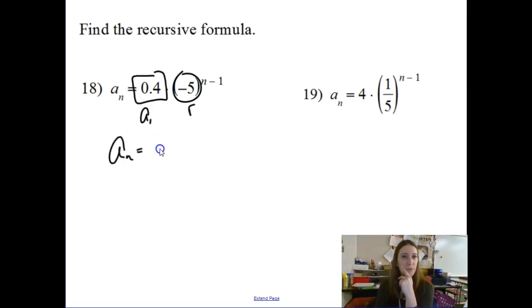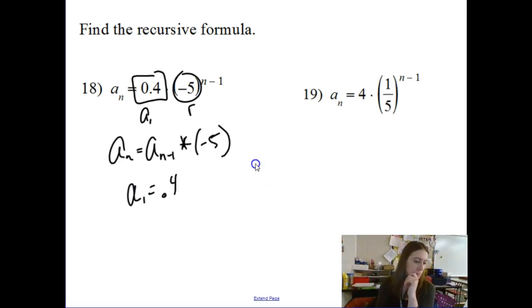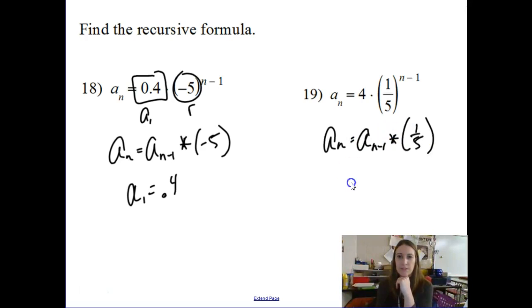So the recursive formula will be the previous term times our common ratio. You can put parentheses around that if you want. But your first term is 0.4. Okay, good to go. Here we go. Previous term times the common ratio is the recursive sequence, and we need to start off our sequence with the number 4.